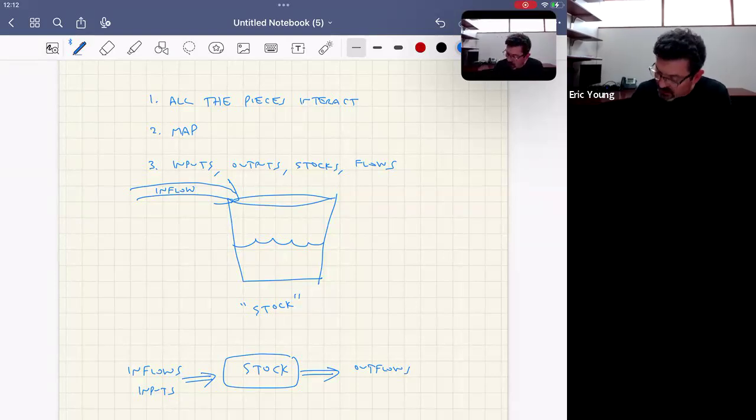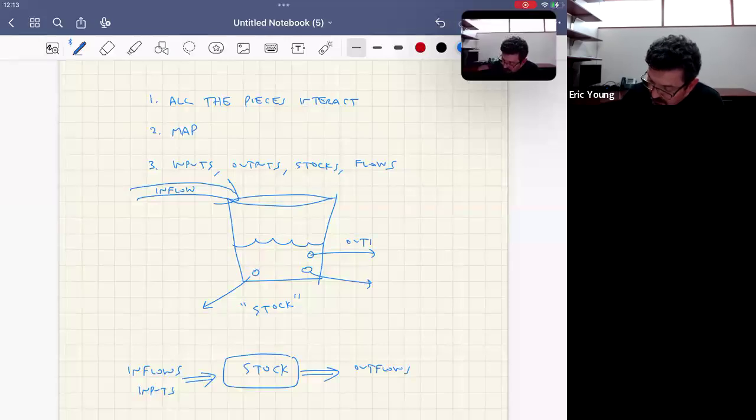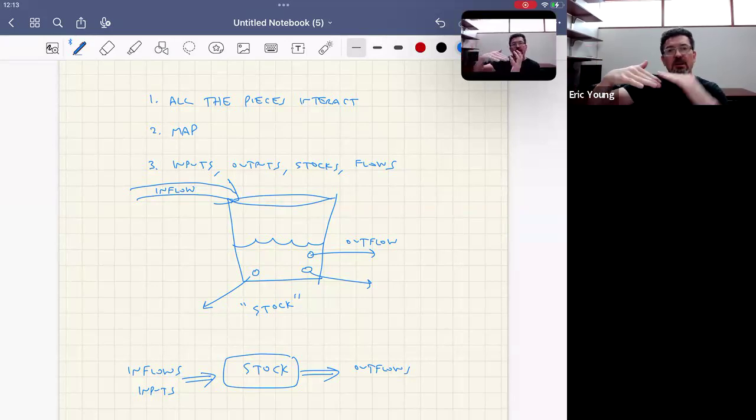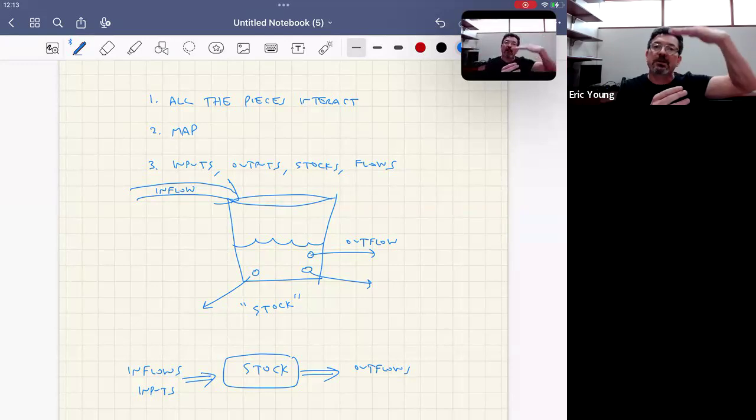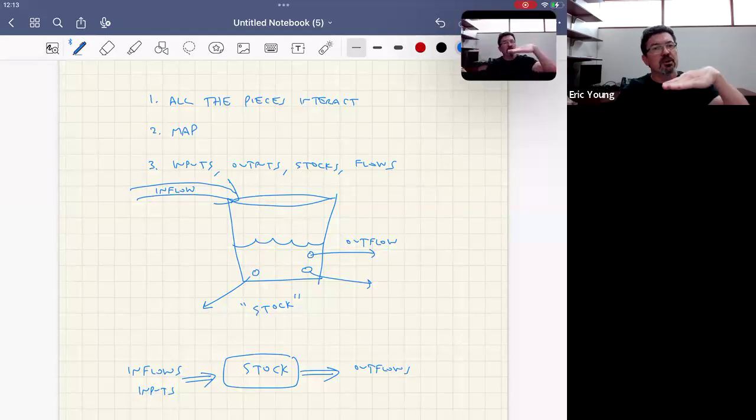But what if this bucket also had a couple of holes in it? Well, water is going to leak out of those holes. That leakage out, that's an outflow. It's a hole in the bucket. That's going to reduce the level of water. So you've got this stock of water. You have inflows that raise the stock, and you have outflows or holes in the bucket or leakage that reduces the stock. Going back to your checking account, you get paid, money flows in, your balance goes up. But then you spend money, money flows out, your balance goes down.